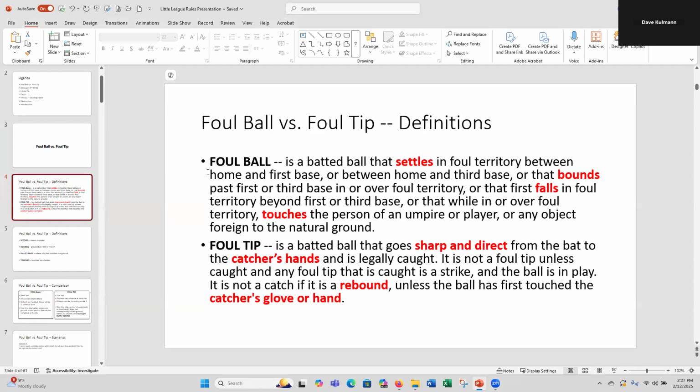Foul tip now is something different. It's a batted ball that goes sharp and direct. That's important. Sharp and direct from the bat to the catcher's hands and is legally caught. It is not a foul tip unless caught, and any foul tip that is caught is a strike and the ball is in play. It is not a catch if it is a rebound unless the ball has first touched the catcher's glove or hand. So we're going to get into a lot of that. We're going to digest this a little bit more because those are confusing definitions in some areas.